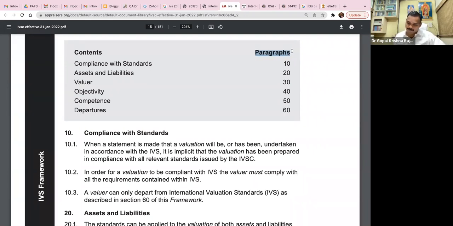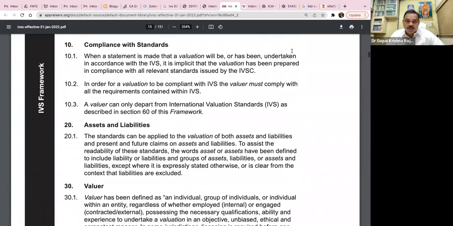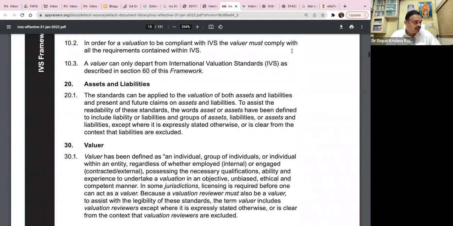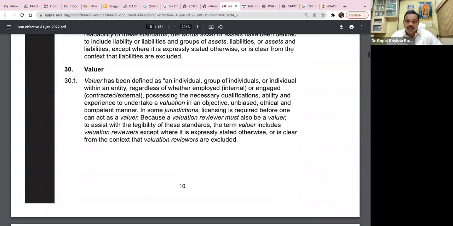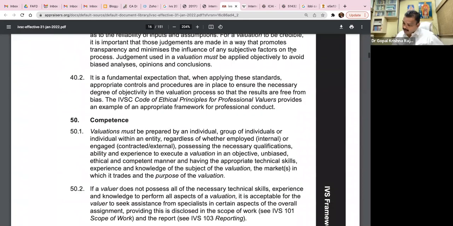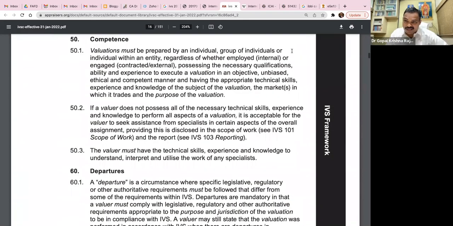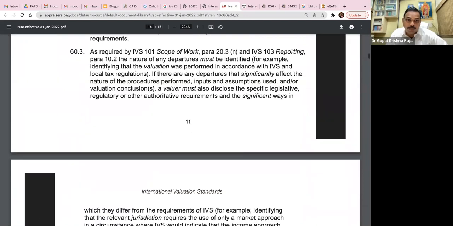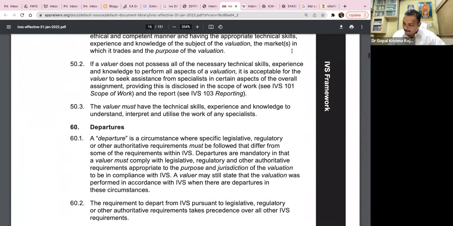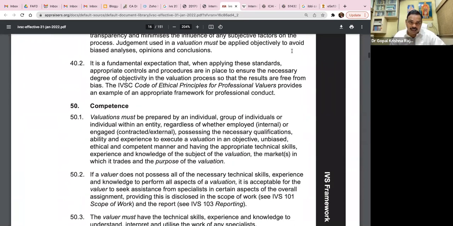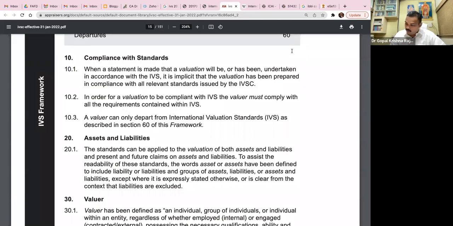Now come to the 101. So we have the last 15 minutes. I will take another two very important points. Okay. So one is 10.1, which is compliance with the standards. Second, 10.2, departure is possible only as per section 60. Okay. Other is called para 60.